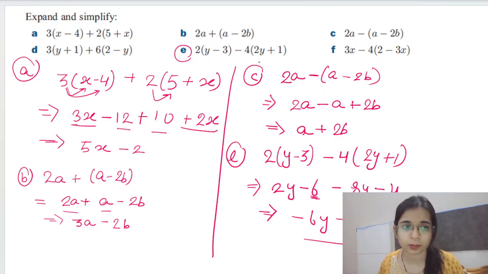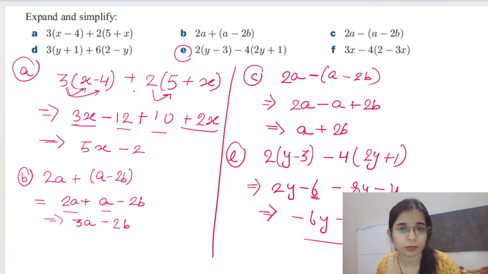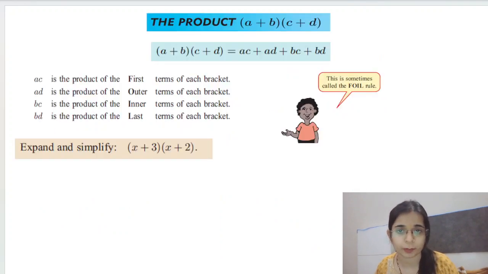Okay, so I hope you're clear with the distributive law over here. So now we'll be moving to the next topic, basically the product of two algebraic expressions. So here you can see a plus b, the expression in the bracket is getting multiplied with c plus d. There are two rules using which we can do it. First, we'll take the first term of the first bracket and multiply it with the first term of the second bracket. So a into c, ac, and a into d, ad.